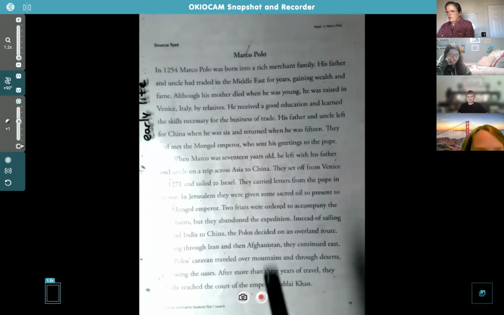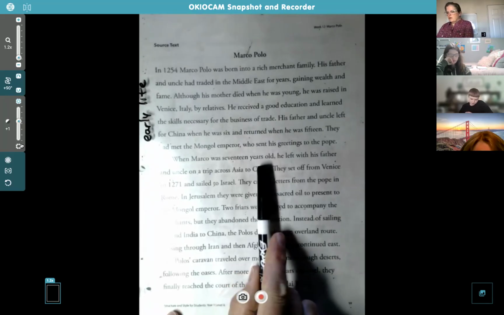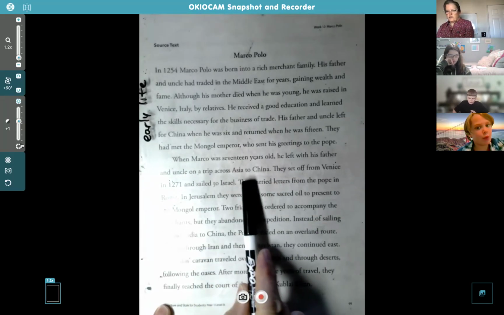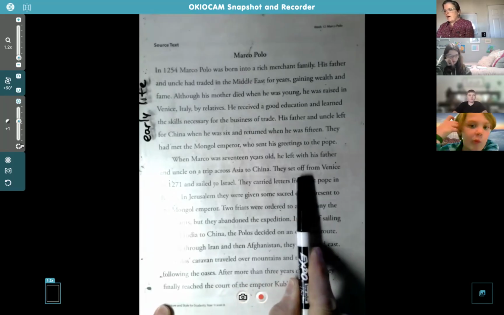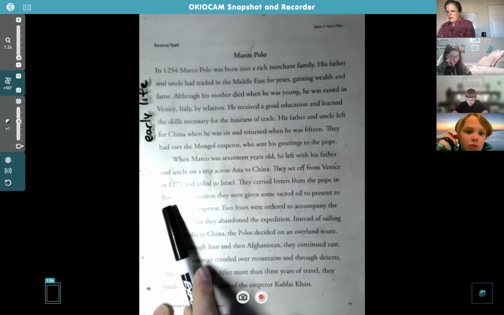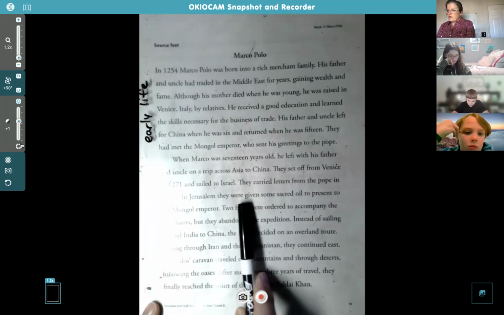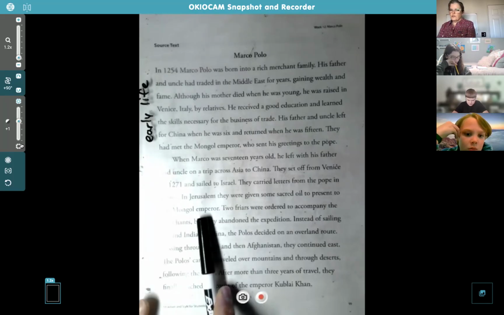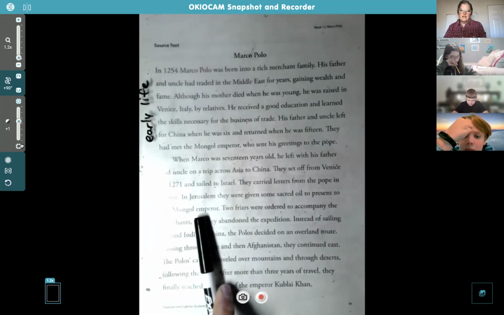When Marco was 17 years old, he left with his father and uncle on a trip across Asia to China. They set off from Venice, Rome. In Jerusalem, they were given some sacred oil to present to the Mongol emperor. So again, they're going back to China. It's customary in these days to give gifts to the person who's running the country. So they were giving gifts to the emperor.